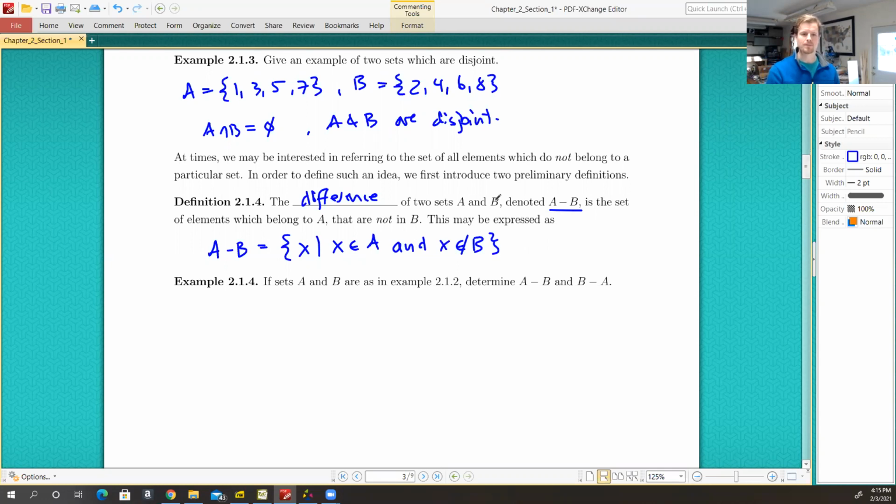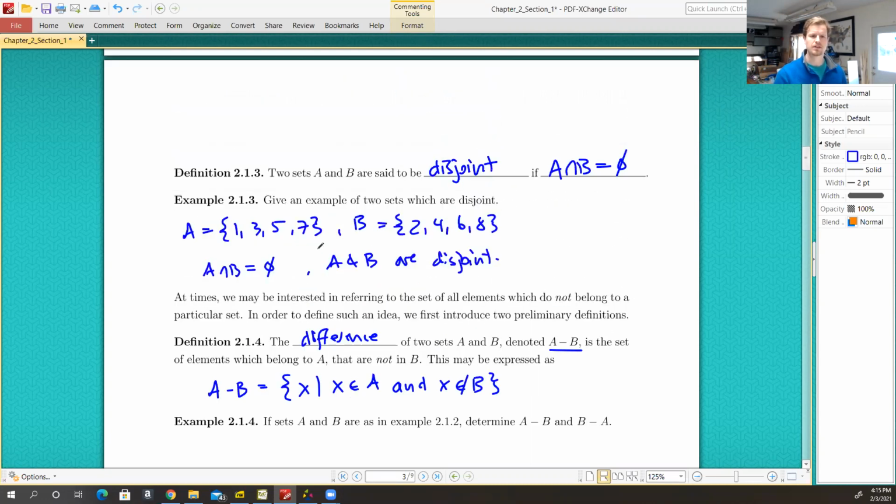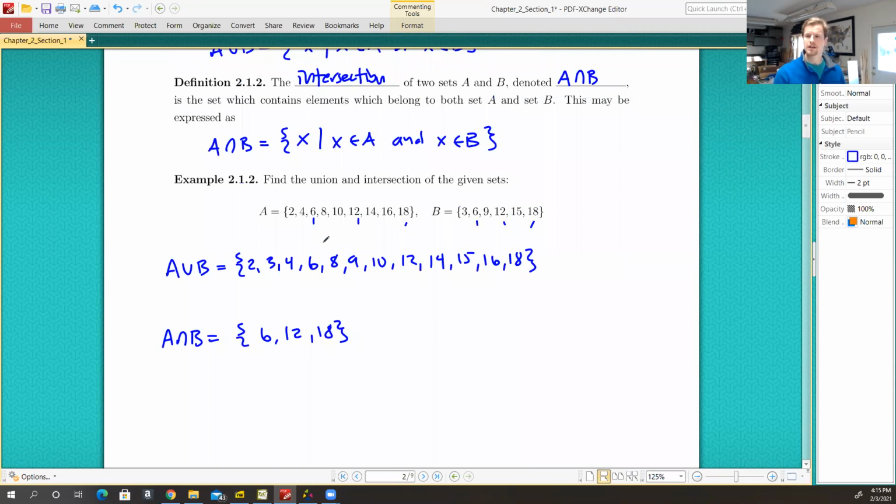So we could write it that way. All right. So if we consider the same sets that we looked at back here, let's find A minus B and B minus A. The only thing that we can take away from a set is the things that they have in common.